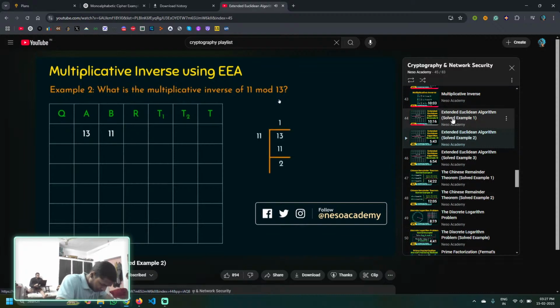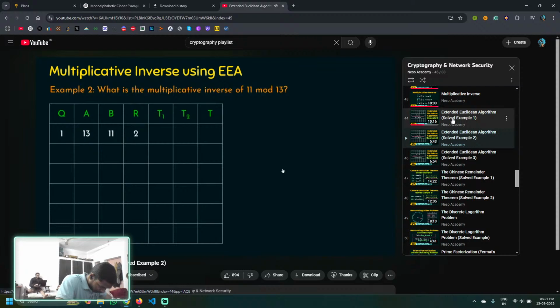So let's start the division operation. 13 mod 11. So 11 one times 11 and the remainder is 2. So the quotient is 1 and the remainder is 2. We know the values of t1 and t2 at the initial stage. It's clear that t1 is equal to 0 and t2 is equal to 1. So we are filling 0 in t1 and 1 in t2.